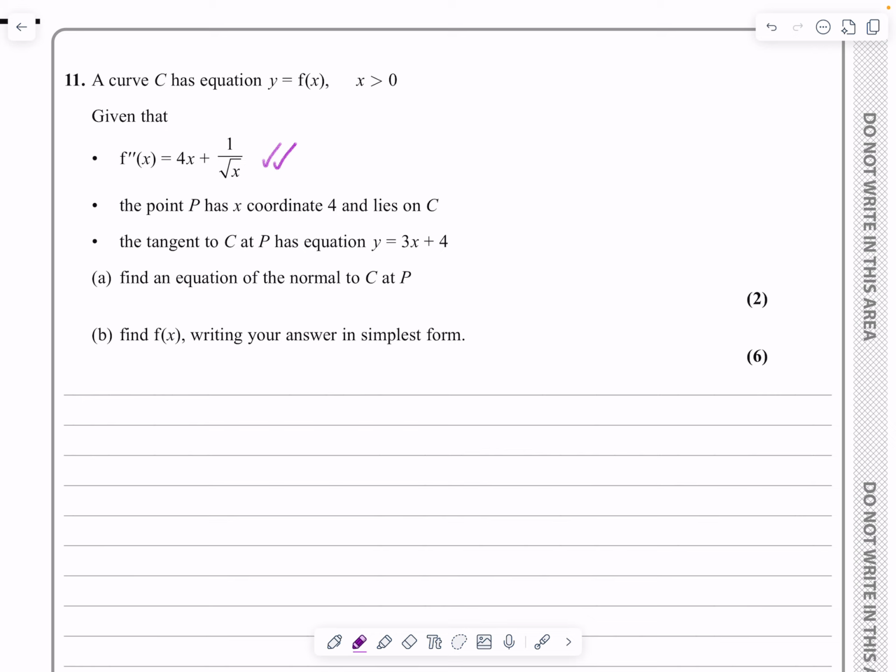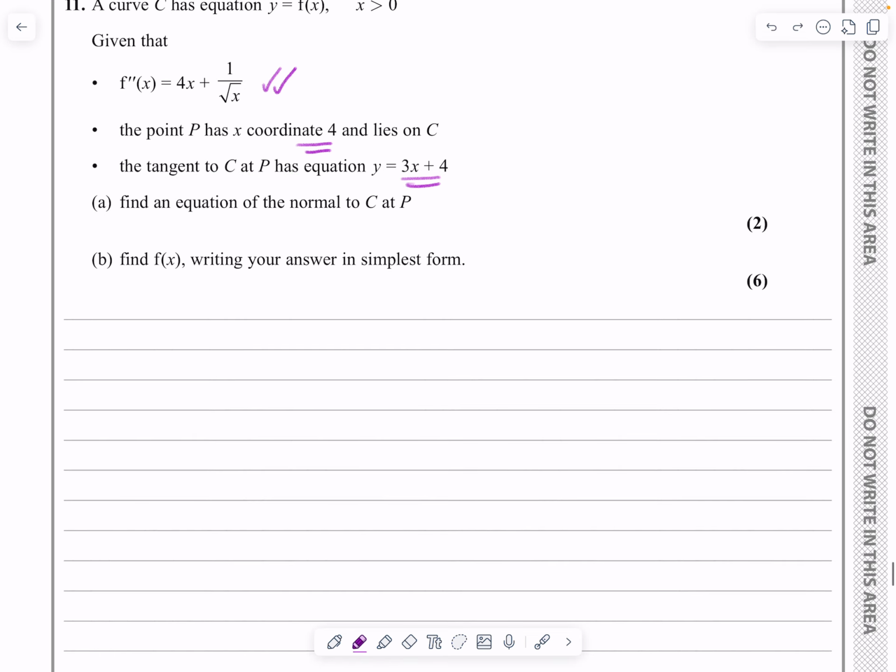So it says point P lies on the curve and has x coordinate 4. The tangent at that point has the equation y equals 3x plus 4, and asks me to find the equation of the normal. Well, I think that's all really complicated without at least drawing a quick sketch. The sketch doesn't need to be accurate, but just to give me a bit of an idea about what's going on and what I've got to try and find here.